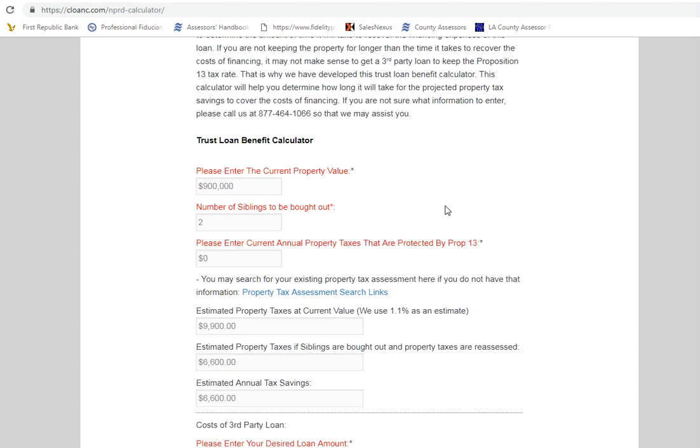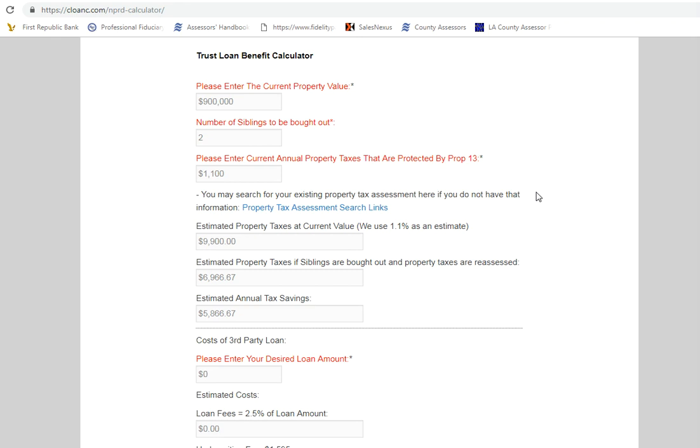The next thing we're going to do is enter the annual property taxes that are protected by Prop 13. This is the amount mom and dad were paying. Let's say mom and dad owned the property for a long time, and they are only paying $1,100 a year in property taxes, which is a good number, and this is the number we're shooting for the acquiring beneficiary.